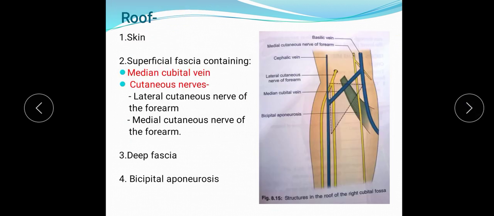Then the roof. The roof is formed by skin and superficial fascia. The superficial fascia contains the median cubital vein, joining the cephalic vein with the basilic vein. Then the lateral cutaneous nerve of the forearm, which is along the side of the cephalic vein. Then the medial cutaneous nerve of the forearm, which is alongside the basilic vein. Then the deep fascia and the bicipital aponeurosis. These structures form the roof of the cubital fossa.